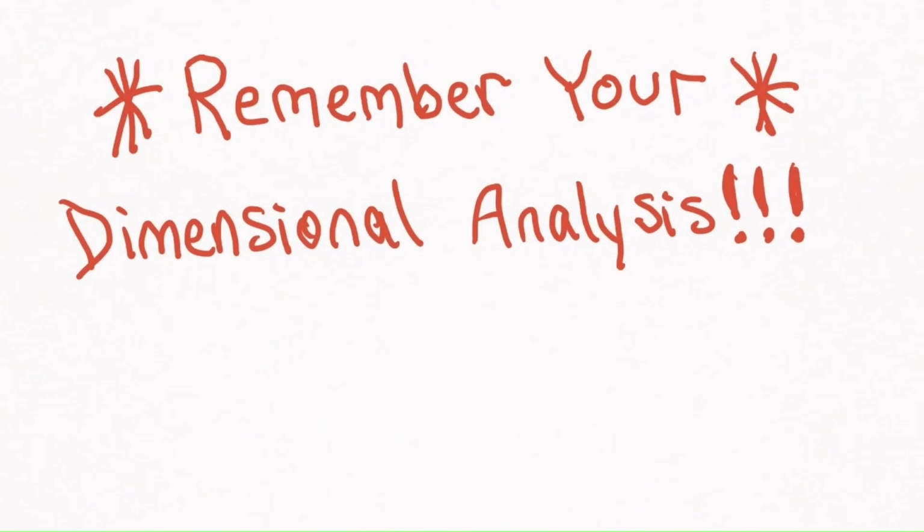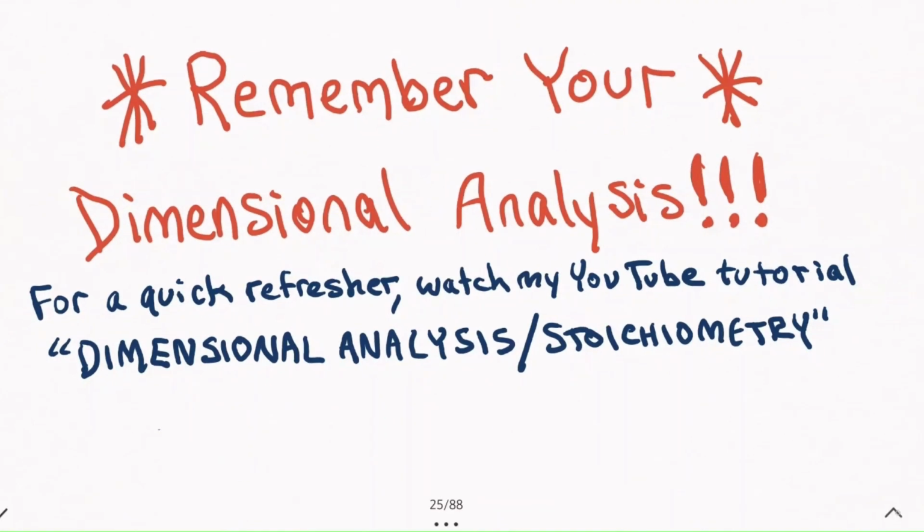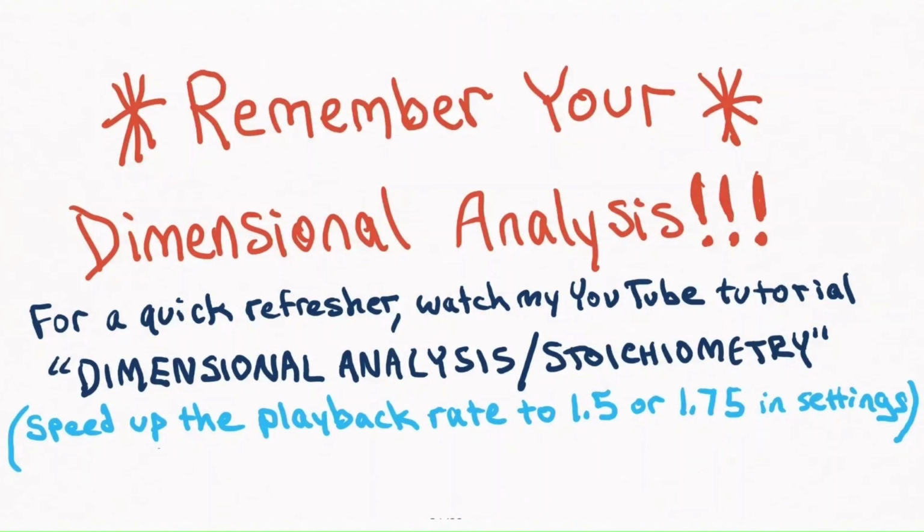So remember our dimensional analysis. As I said at the beginning of this video, the dimensional analysis is key to doing these problems. Now, if you need a refresher, just go to my YouTube tutorial, Dimensional Analysis Stoichiometry. And if you just need a quick refresher, just speed up the playback on the video to like 1.5 or 1.75 or even 2 in the settings, and then that way I sound like a chipmunk. I talk really fast. You don't have to wait for me the whole time. And I suggest you do that for most of my videos if you think that I'm going too slow.